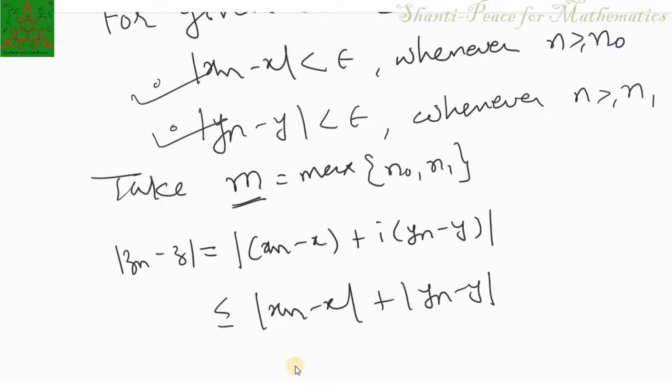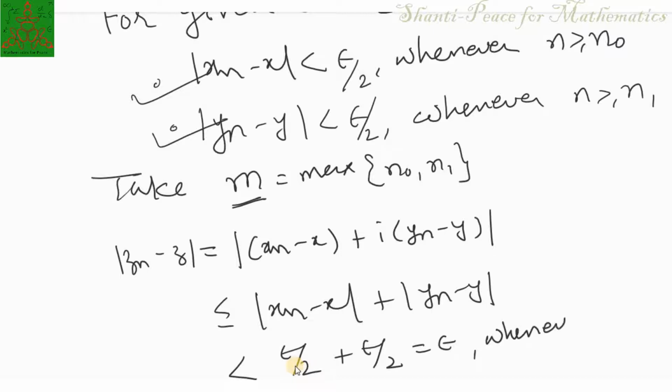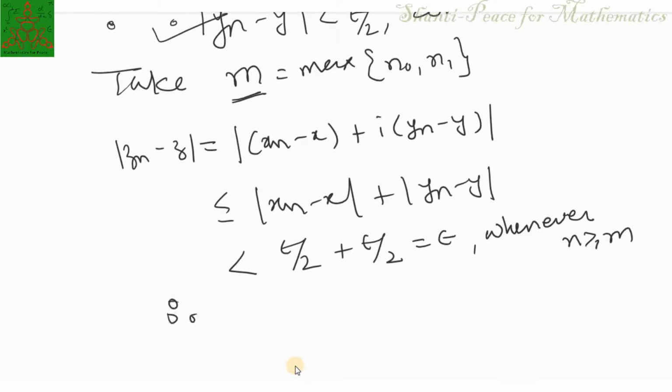So this will be less than epsilon plus epsilon, which is 2 epsilon. To adjust that to epsilon, I am adjusting by 2 here. So that will be less than epsilon by 2 plus epsilon by 2, which is equal to epsilon, whenever n is greater than or equal to m. As I told you, these two statements are true for any n greater than or equal to m. So that's why we have this. Therefore by definition, limit of zn is z as n tends to infinity.